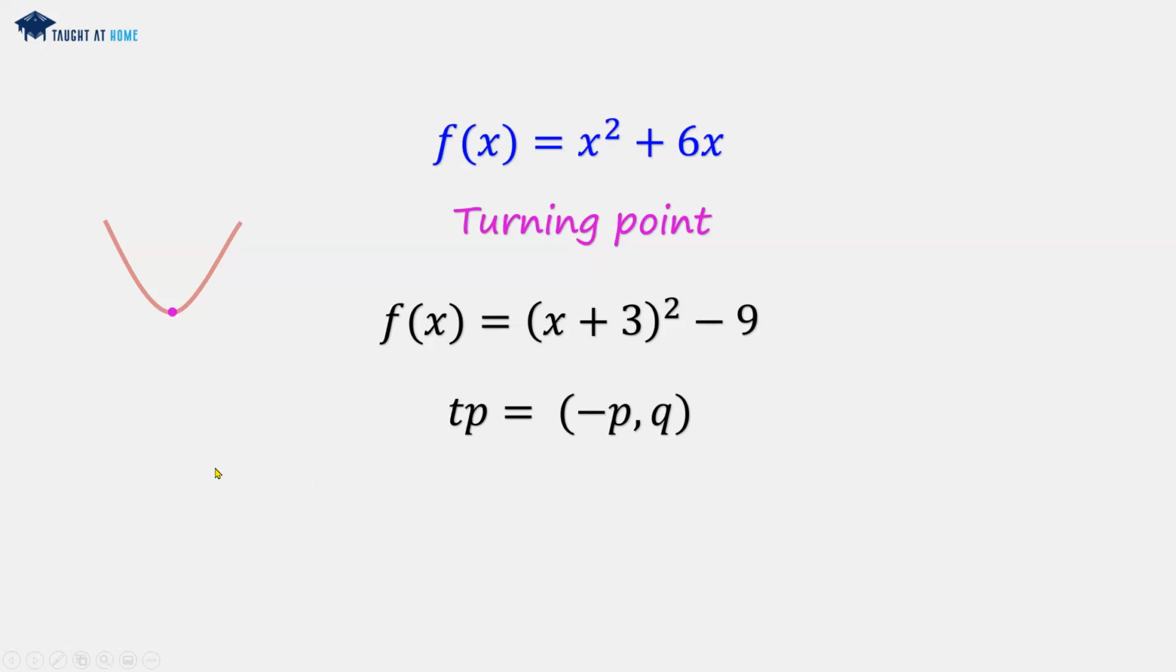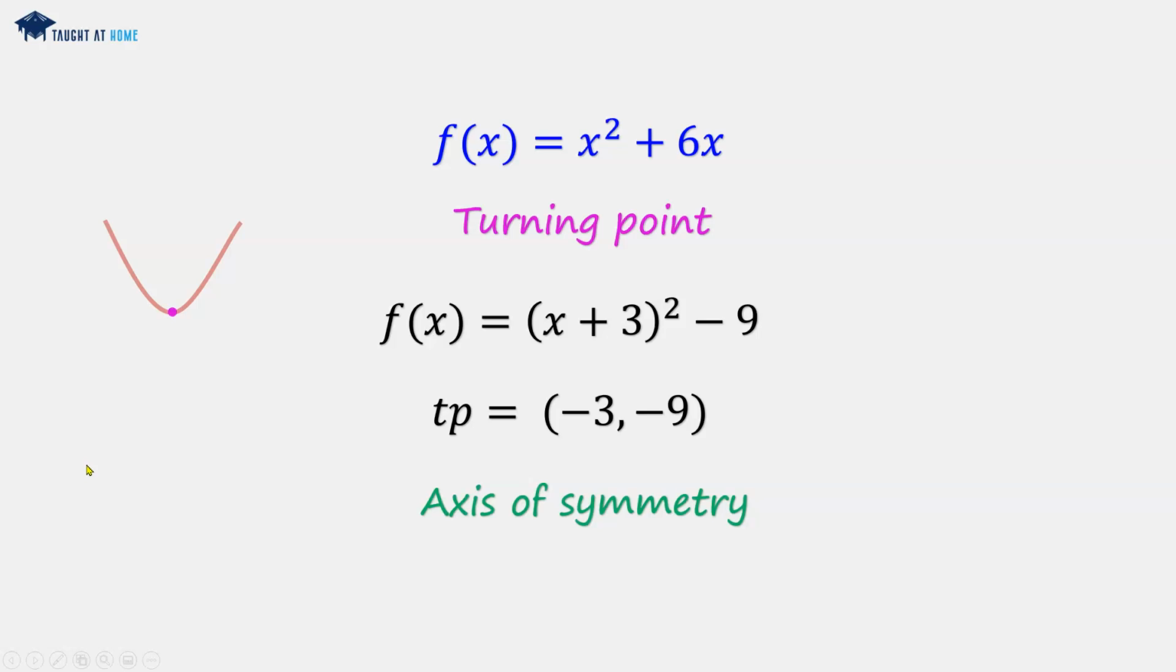And so the turning point, the minimum value, will have the coordinates (-p, q). So -p will be -3, and q is -9. So the turning point is (-3, -9). Let us find the axis of symmetry now. The axis of symmetry goes through the turning point at x = -p. So the axis of symmetry is x = -3.